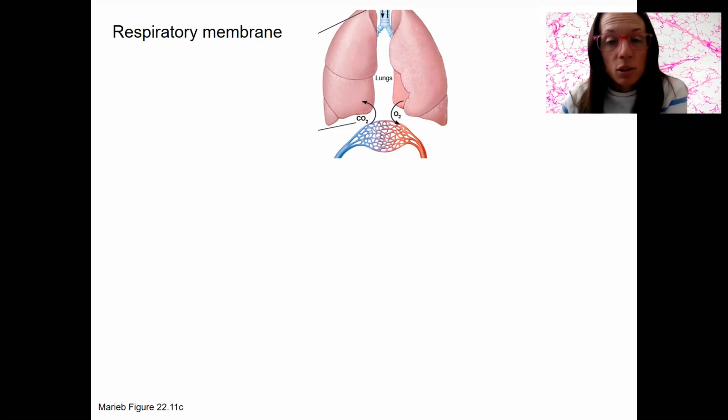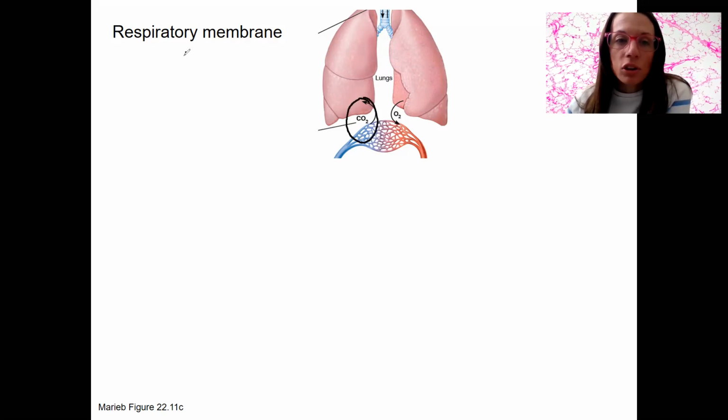We're going to zoom in to the respiratory membrane. This is different than the respiratory mucosa. The respiratory mucosa is that pseudostratified columnar epithelium that lines the nasal cavity, larynx, part of the pharynx, and trachea and bronchioles that produces all that mucus, has its cilia. That's the respiratory mucosa. The respiratory membrane refers to the junction of alveoli and capillaries where diffusion occurs.